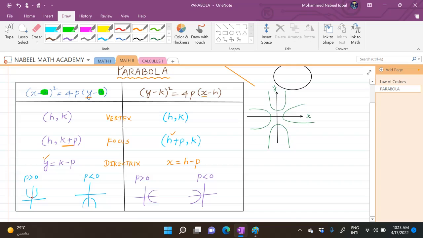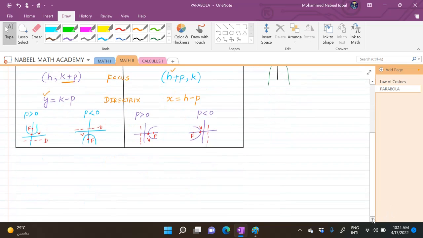And how will you identify the focus, vertex, and directrix? This point is always the vertex, and the focus will be inside the parabola, and the directrix will be outside the parabola. For all the problems, this is the same. This is the vertex, the focus will be inside, and the directrix will be outside the parabola. And here, this is the vertex, this is the focus, and the directrix is outside the parabola.